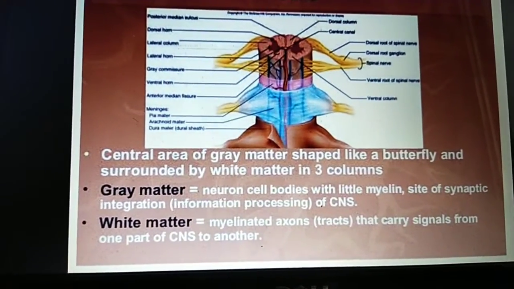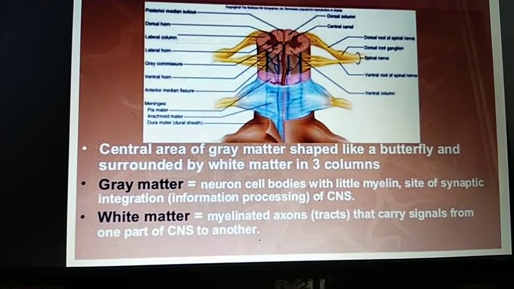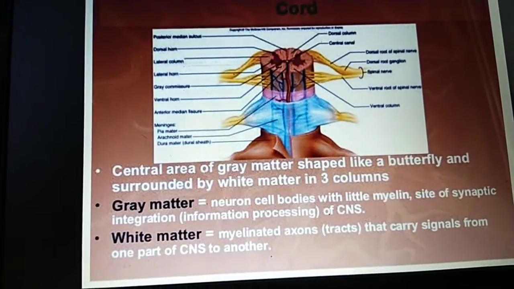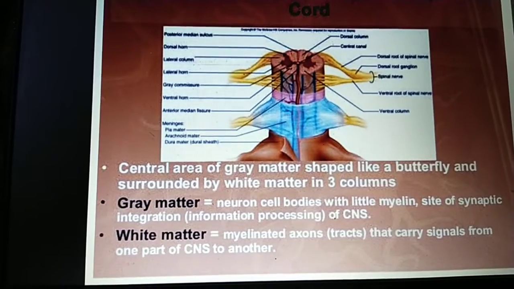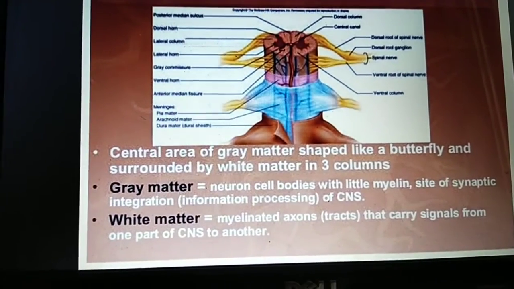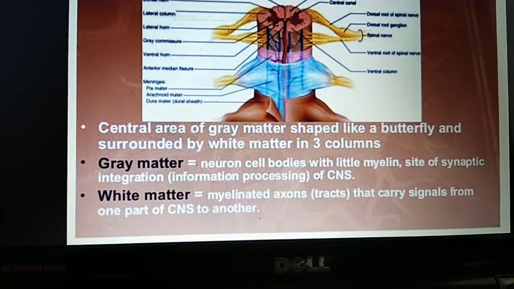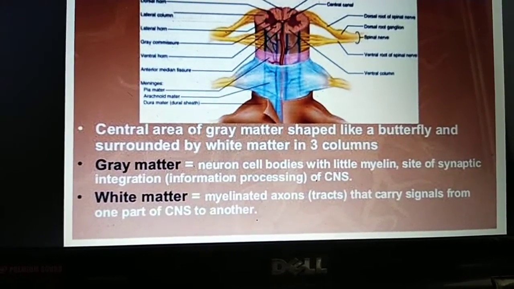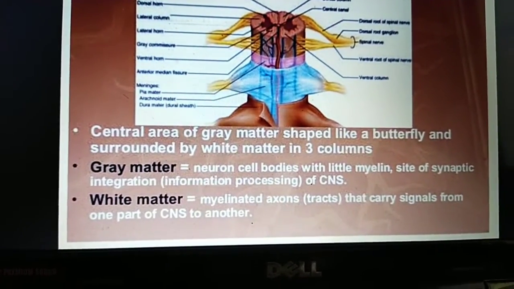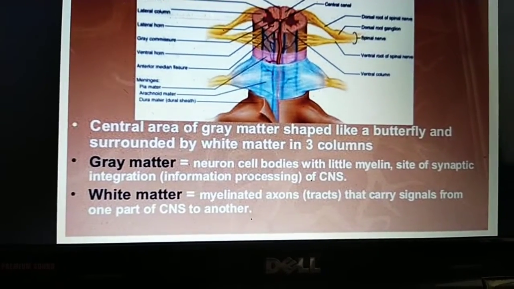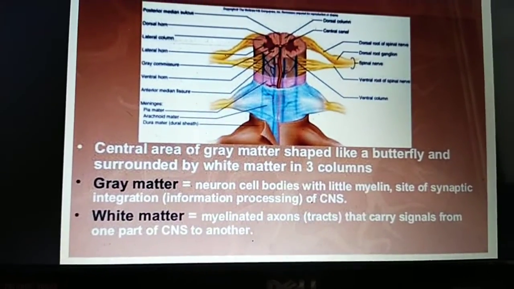This gray matter contains the neuron cell bodies with little myelin, and is the site of synaptic integration and information processing of the central nervous system. And white matter is myelinated axons. It looks white because it contains more myelinated axons, and its tracts carry signals from one part of the central nervous system to another part.